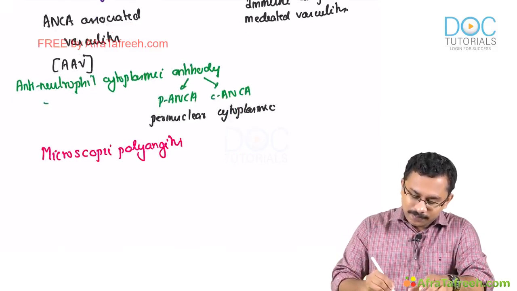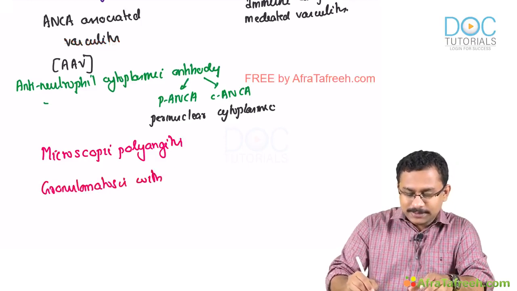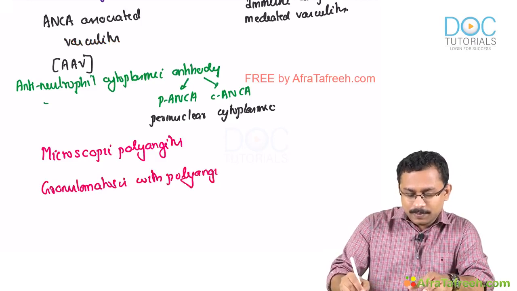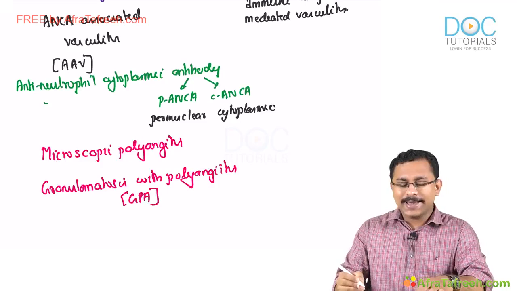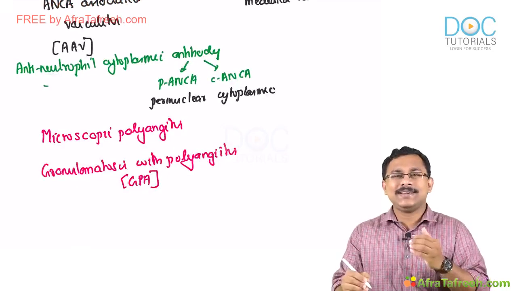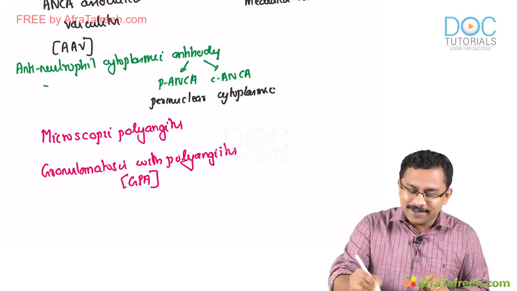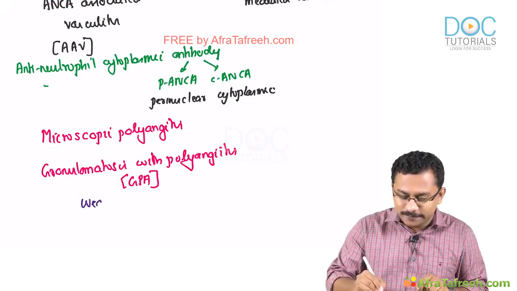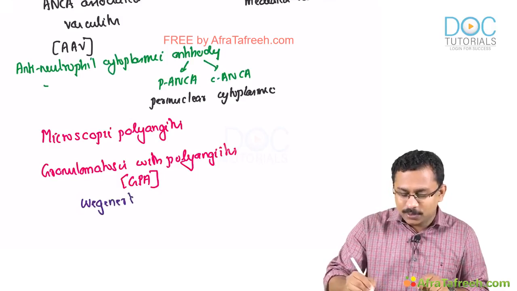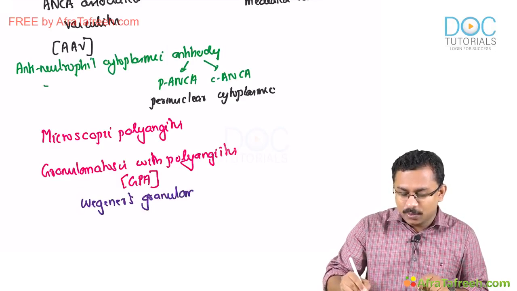Then you have granulomatosis with polyangiitis, which is GPA. Okay, and this granulomatosis with polyangiitis is actually the new term of which disorder? The Wegener's granulomatosis. So it is the old Wegener's that is now referred to as the granulomatosis with polyangiitis.